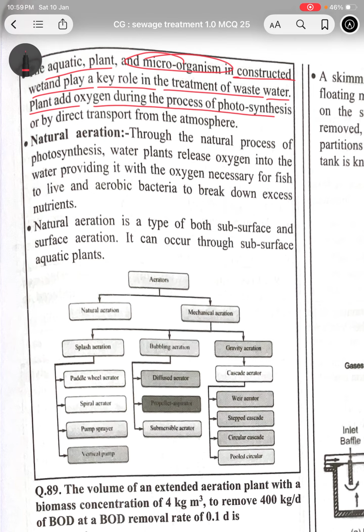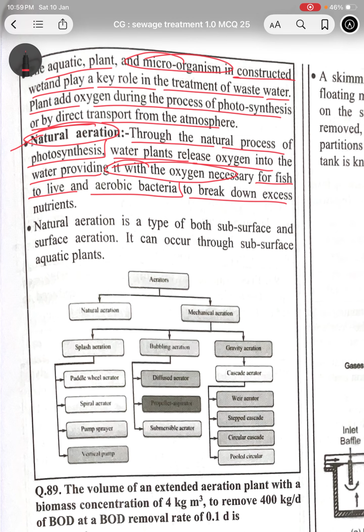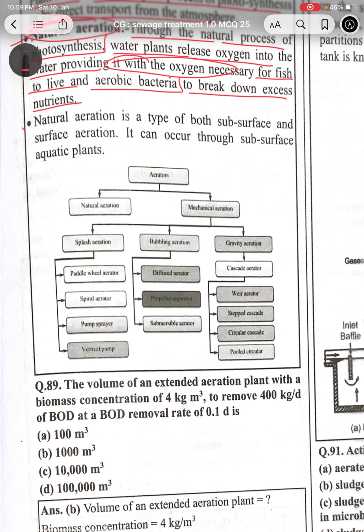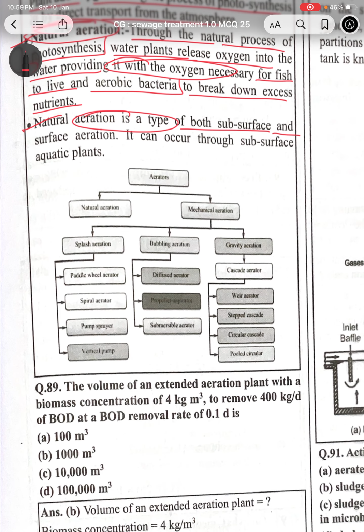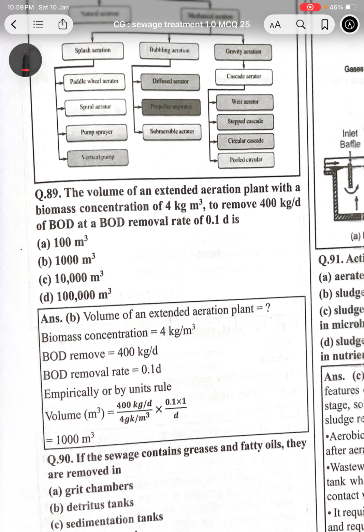Plants add oxygen during photosynthesis and also directly transport it from the atmosphere. Through the natural process of photosynthesis, water plants release oxygen into the water, providing the oxygen necessary for fish to live and for aerobic bacteria to break down excess nutrients. Natural aeration is a type of both surface and subsurface aeration. It occurs through the surface of aquatic plants.